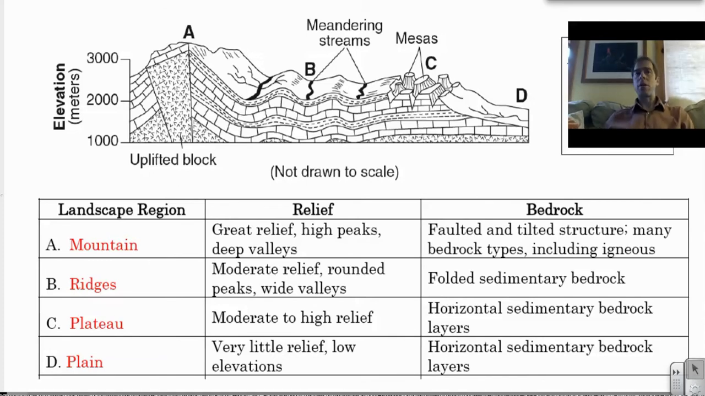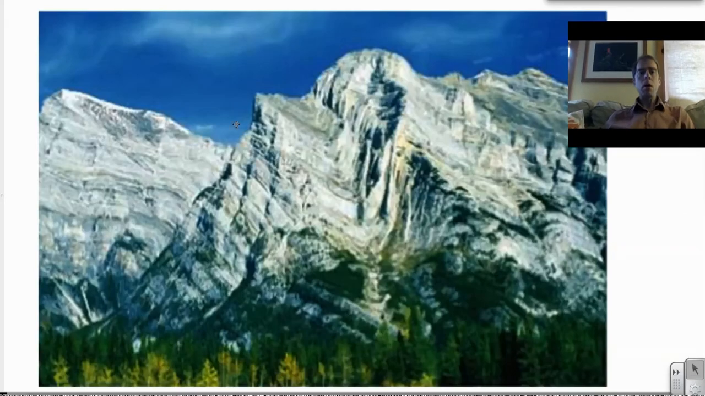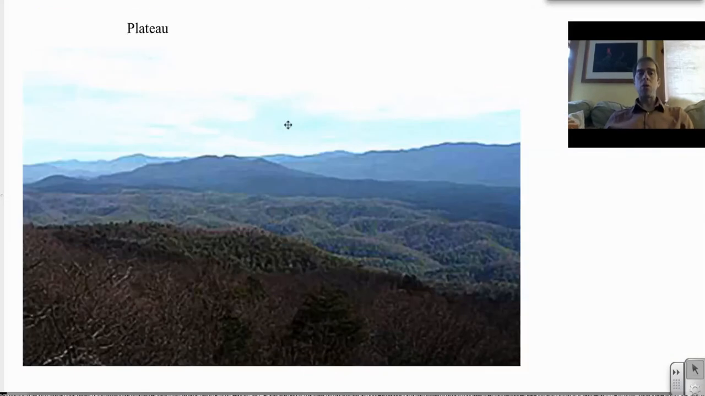And I'll show you some examples here. This shows mountainous regions. You can see the curving nature of the mountains. The bedrock layers were folded. These are most likely metamorphosed layers of bedrock, and so you can see that these bands, the layers, are folded like that. When we get into a plateau, this looks more like our landscape.